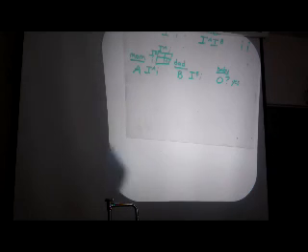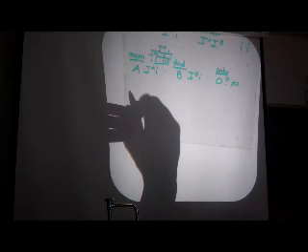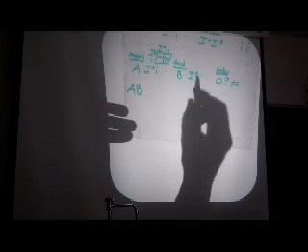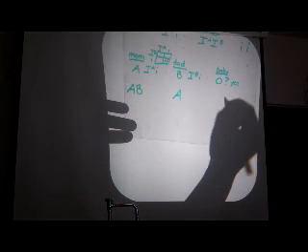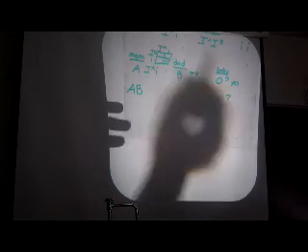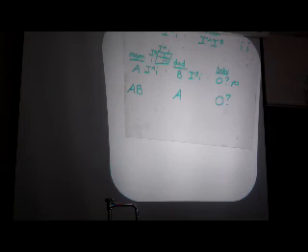Okay, let me do another one. Let's say mom has blood type AB and dad has blood type A. Can they have a child with type O? No. Be able to tell me why, though.